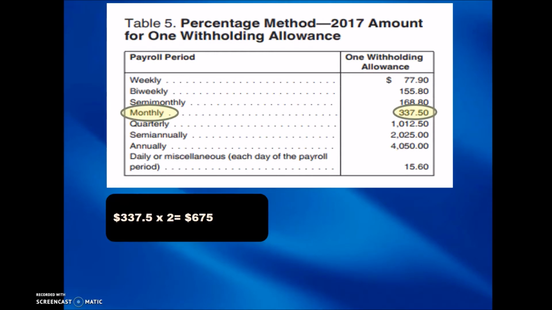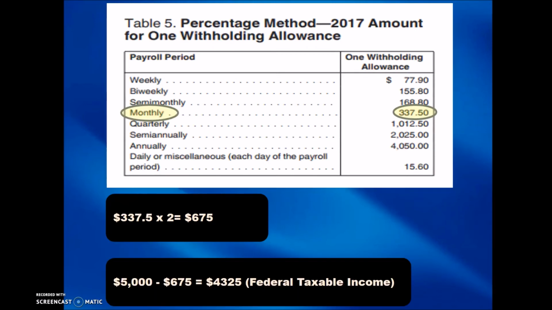Next, we will need to subtract $675 from $5,000. We do this because Jim earns $5,000 a month in gross pay, but not all of the income will be taxed. The $675 is not subject to federal tax and will be deducted from the gross pay. When we subtract $675 from $5,000, we get $4,325. This is the amount of income that will be taxed for Jim each month by the federal government.